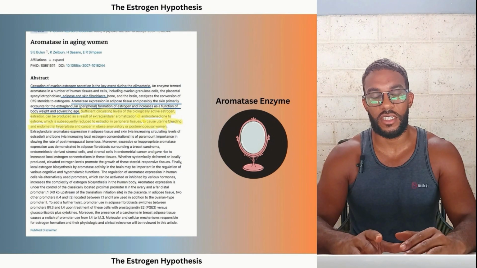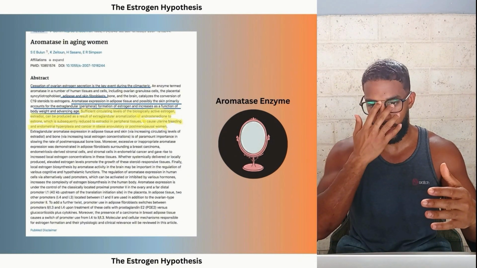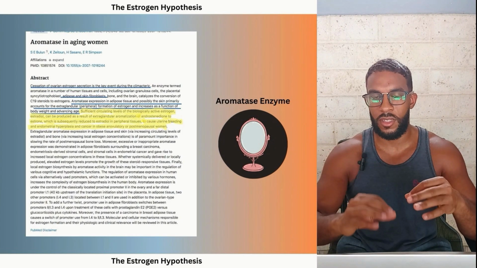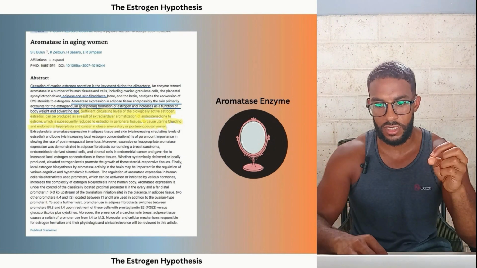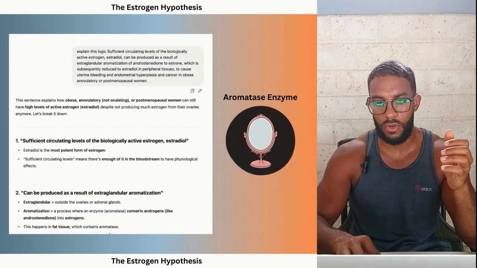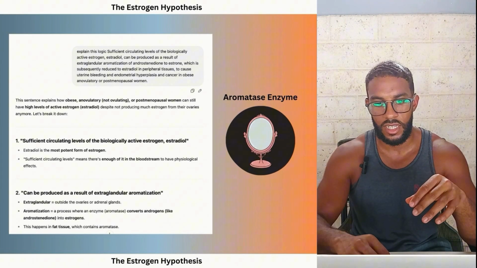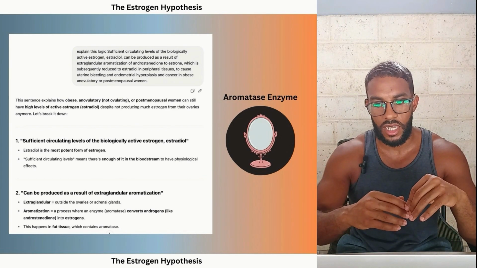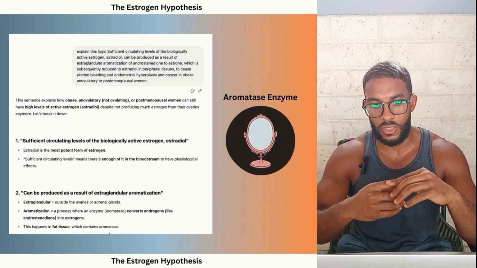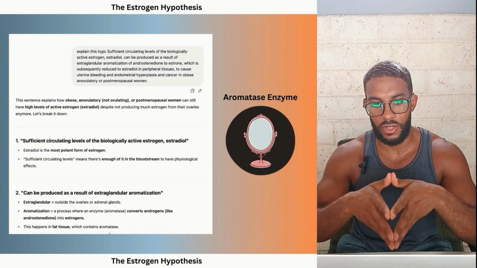So this is a very interesting sentence that I ended up bringing into ChatGPT because it's worded so elusively, and here you're going to really see the issue that's taking place. Because why would you want to do that? Why would you want to have sufficient circulating levels of biologically active estrogen to be produced? So I brought this sentence into ChatGPT and I asked it, explain this logic. It says, this sentence explains how obese or non-ovulating postmenopausal women can still have high levels of active estrogen despite not producing much estrogen from their ovaries.